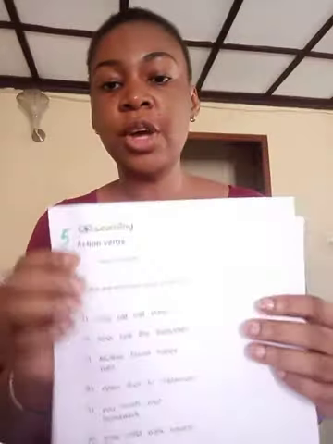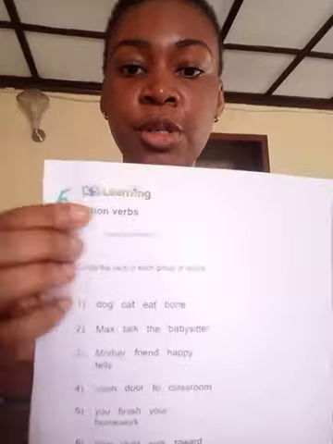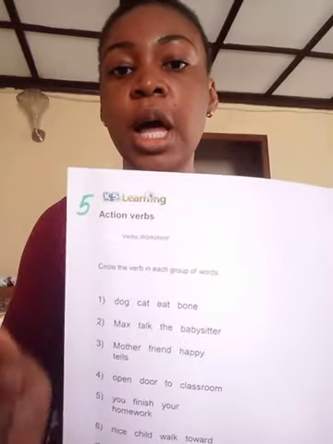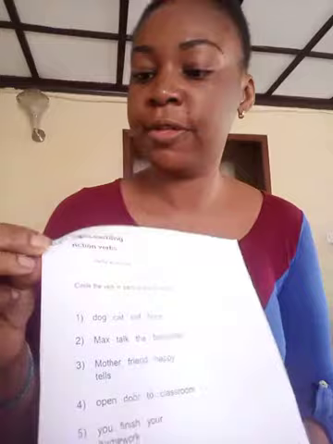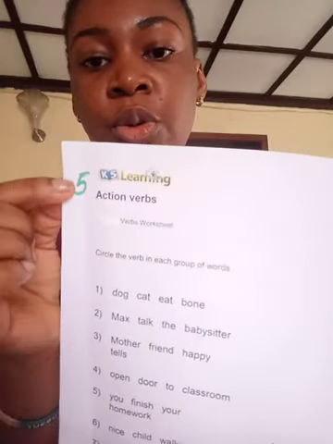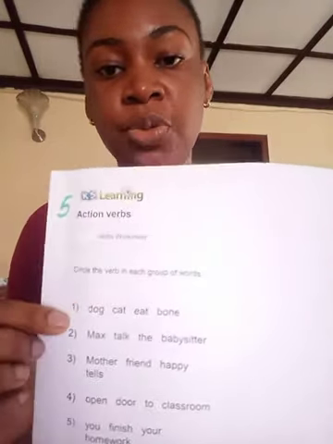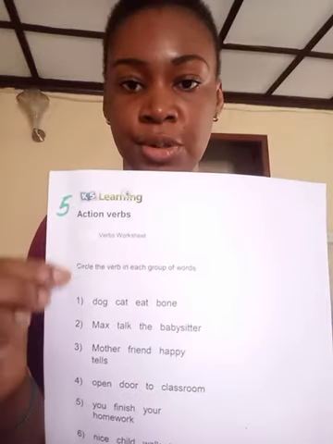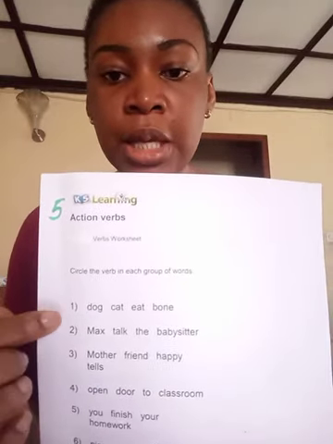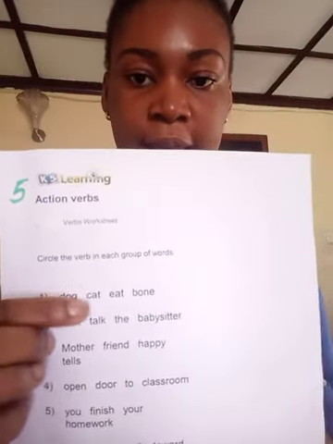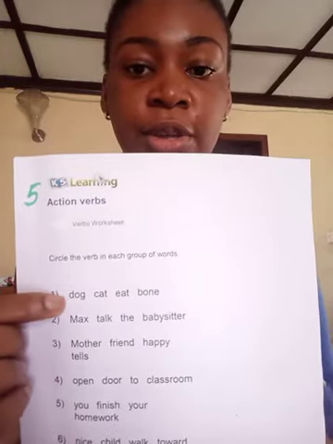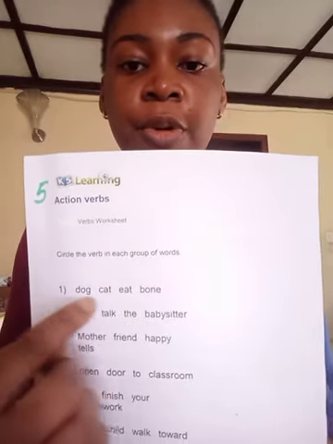All right, once you're done with that, you bring out your language notebook, and we continue the exercises there. You turn to where you have number 5. We're going to continue with the exercises on verbs, action words. We did part of this last week, so we're going to continue with this today. So number 1, you have to circle the verb in each group of words. So we have dog, cat, eat, bone. You have to circle the verb in this group of words in number 1.